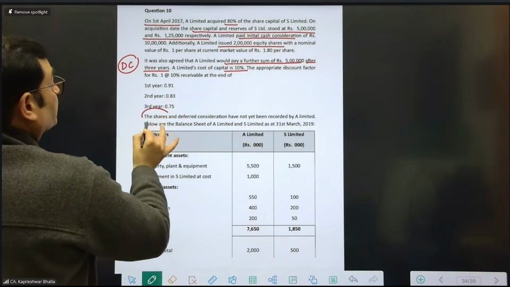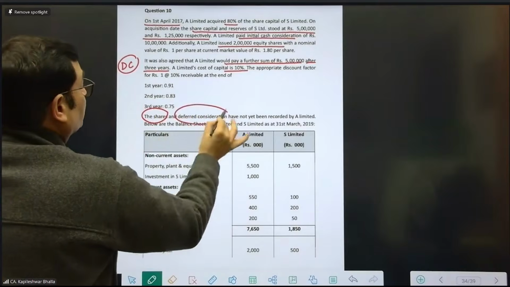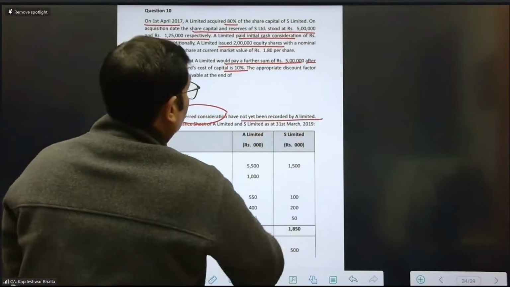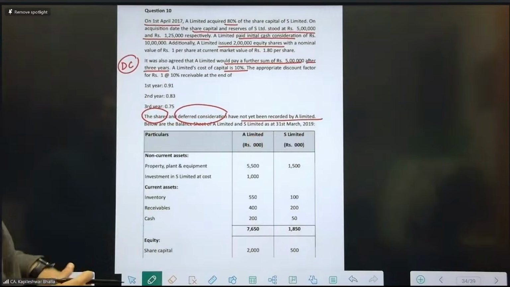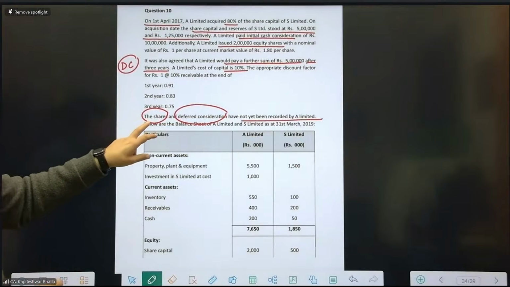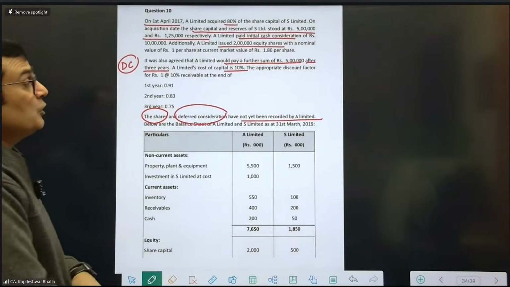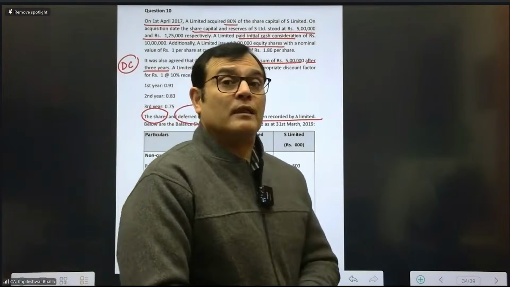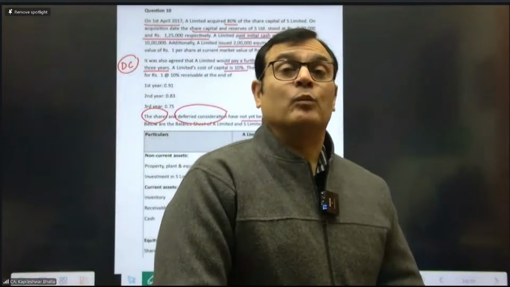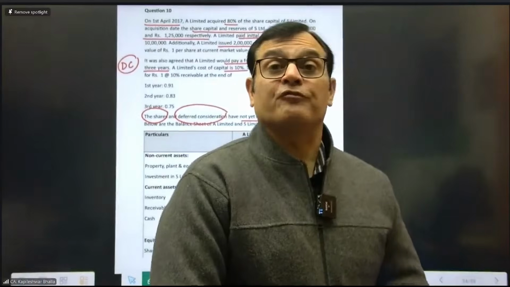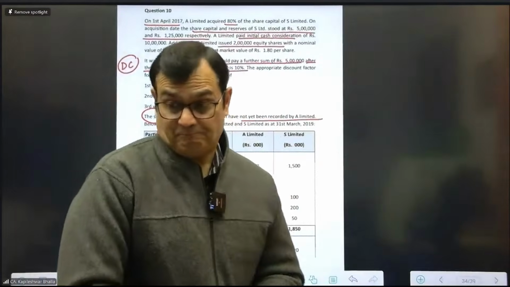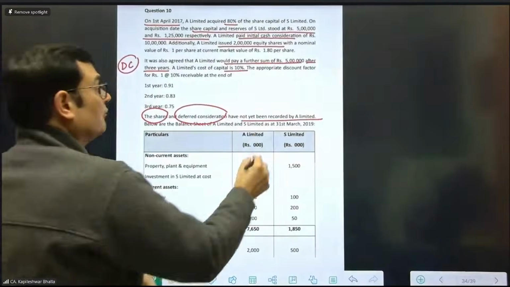It says the shares and the deferred consideration have not yet been recorded by A. So what comes to your mind when you read that the shares and the deferred consideration are not yet recorded? What comes to the mind is omissions. And when it comes to omissions, what is the focus point in your mind? Extract balance sheet. Wonderful indeed.